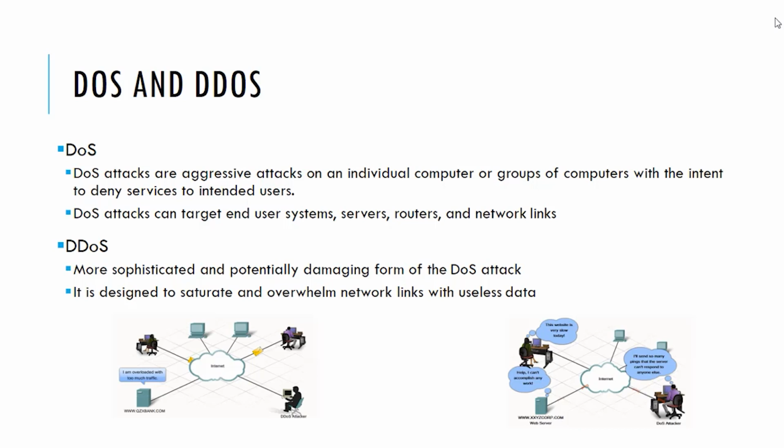DOS attacks can target end user systems, servers, routers, and network links to render them useless, to make them inaccessible to legitimate users, as if the server is not there, the router is not there, or the network is not connected. The denial of service can be denial of service or distributed denial of service. The distributed denial of service is more sophisticated and potentially damaging than the basic form of the DOS attack.